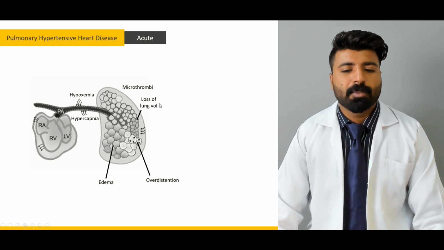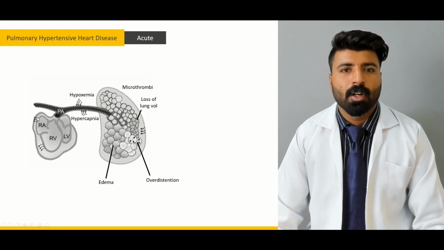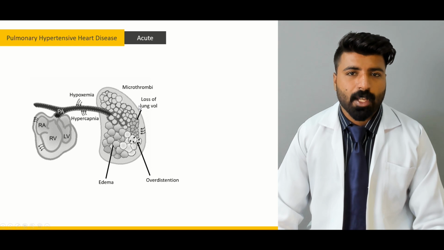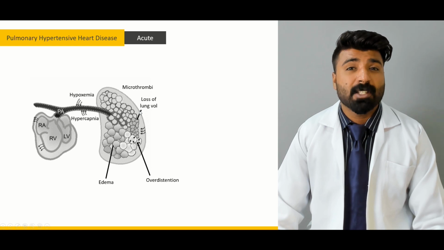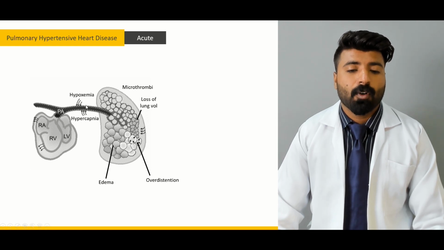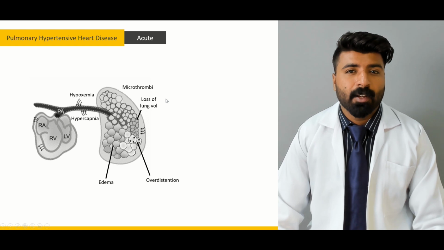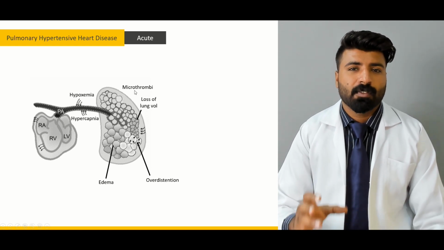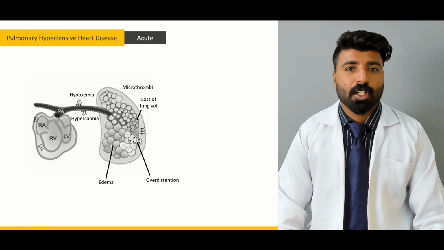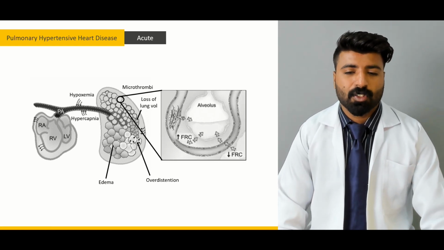Loss of lung volume will be seen because that area or that vessel is not supplying it anymore, and this area of the lung is lost because it's not getting enough blood supply. It's a basic loss of lung volume because of this microthrombi that has occurred, and a major chunk of the lung surface is gone, or the cells are gone.